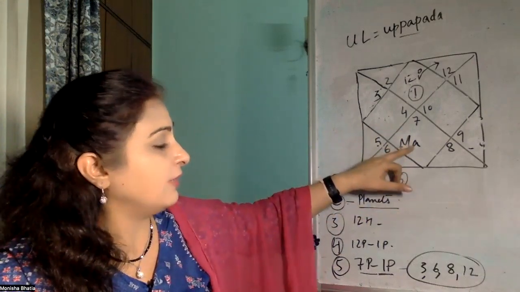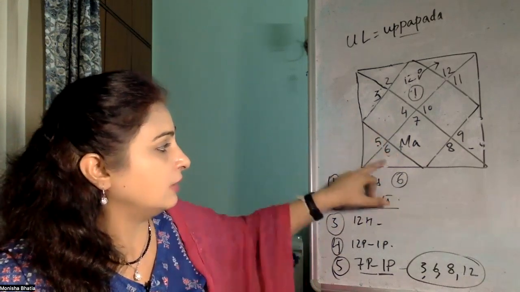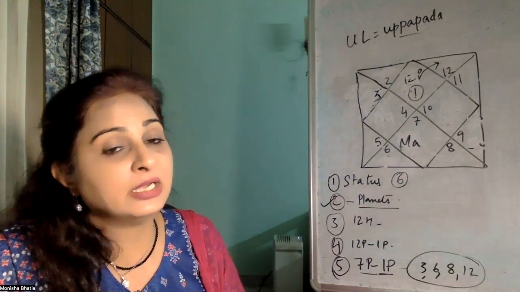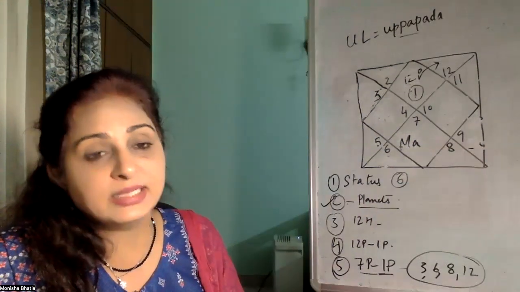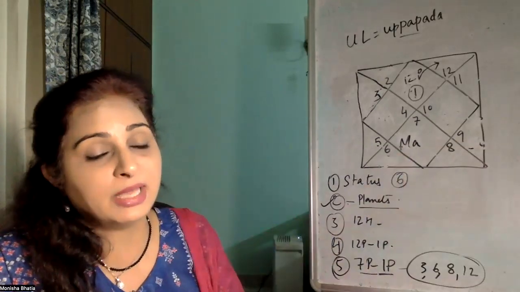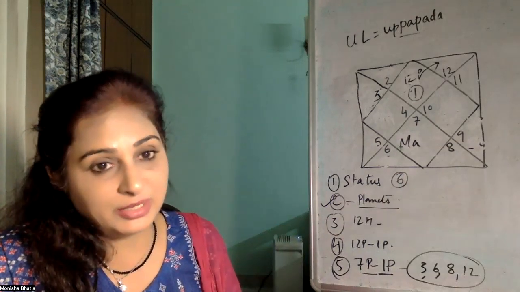Now, Mars is giving Argala on your fourth house. This is the fourth house, and it is giving Pap Argala. Pap Argala means negative Argala. So it will curtail the happiness of marriage if it is in the seventh house. It shortens the married life. The person may divorce, or due to some reason they get separated.